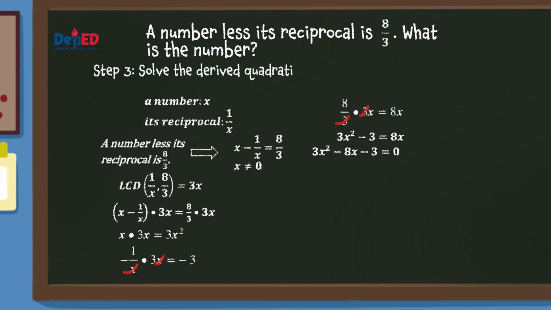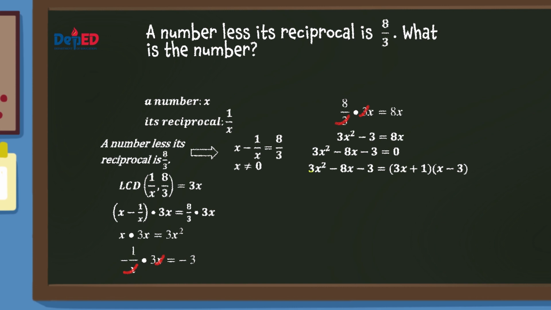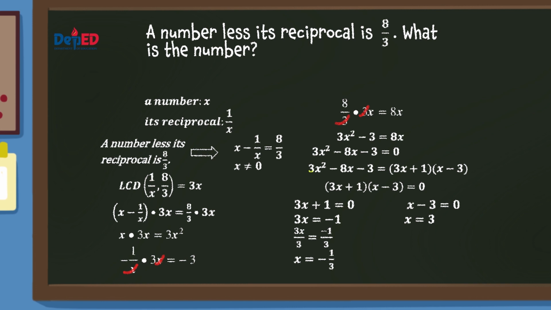Step 3. Solve the derived quadratic equation written in standard form. The equation 3x squared minus 8x minus 3 equals 0 can also be solved by factoring. 3x squared minus 8x minus 3 must be equal to the product of the binomials 3x plus 1 and x minus 3. Hence, we have the equation 3x plus 1 times the binomial x minus 3 equals 0. Equating each factor to 0 and then solving for x, we should obtain the following values, negative 1/3 and 3. Since it is not indicated in the problem what type of number is being referred to, there are two answers, negative 1/3 and 3. Problem solved!